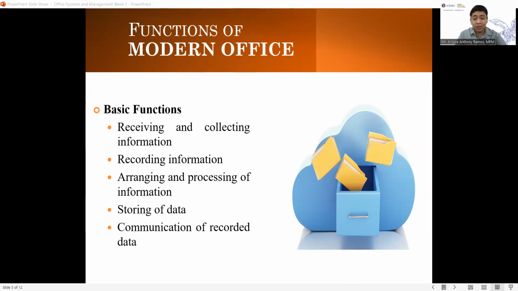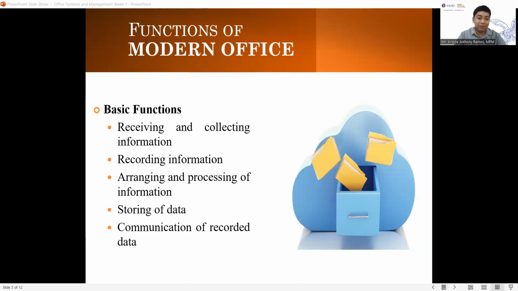Commonly, information is collected from internal sources. Say for example, nandiyan yung mga letters, memos, circulars, and even notices that have been issued by different departments, sections, and units. Aside from internal sources, this information may also come from external sources. An example of external sources are government departments, financial institutions, banks, suppliers, customers, universities, and even the general public. Lahat ng labas dun sa ating opisina, those are termed as your external sources.